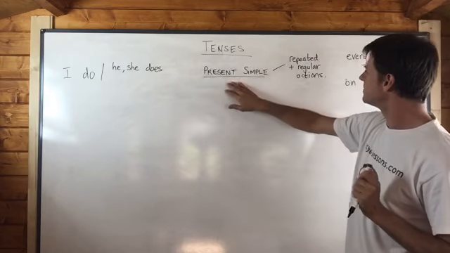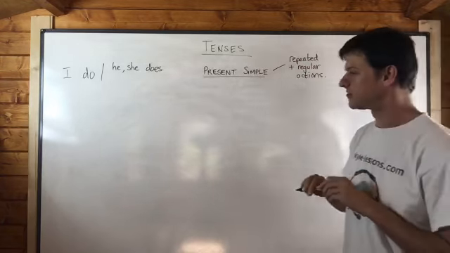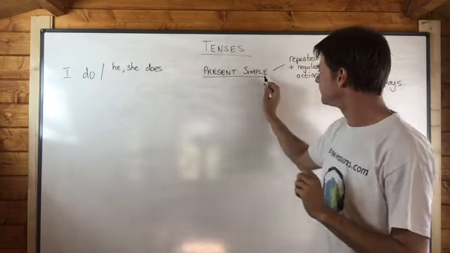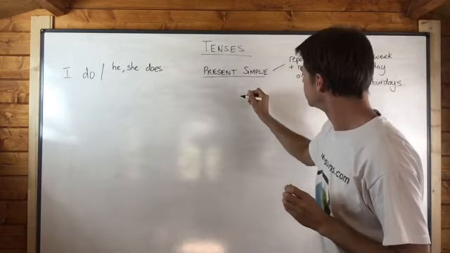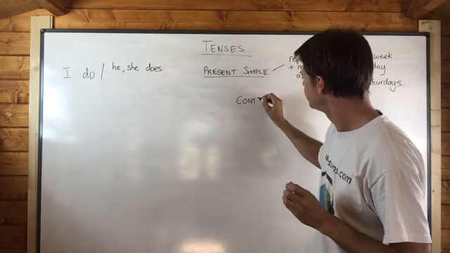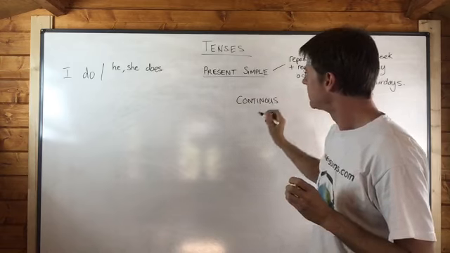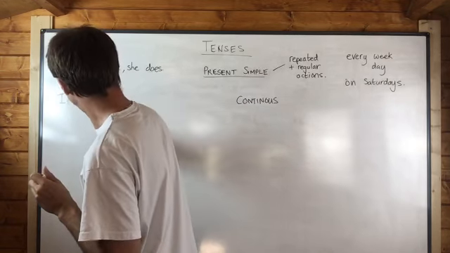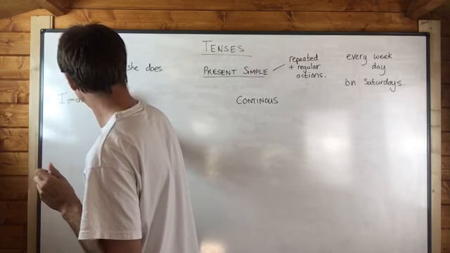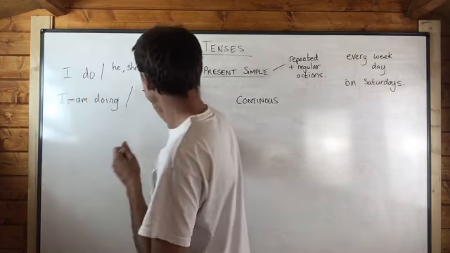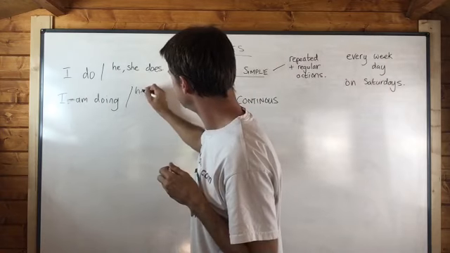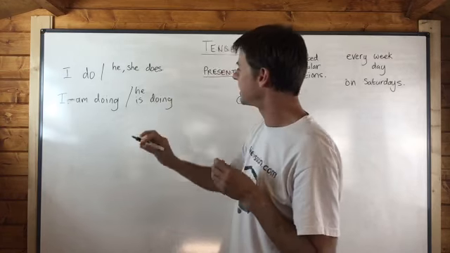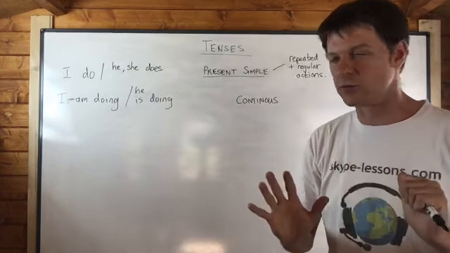So remember that present simple is for repeated or regular actions, but there are 3 other aspects in present tense. There's the simple aspect, this one. There's the continuous aspect, which looks like I am doing. I am doing. Or he or she is doing. Yeah, he is doing. They are doing. They are playing. Okay, I hope it's all clear so far.